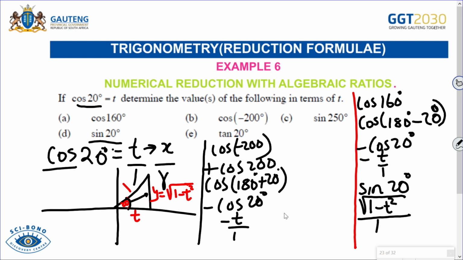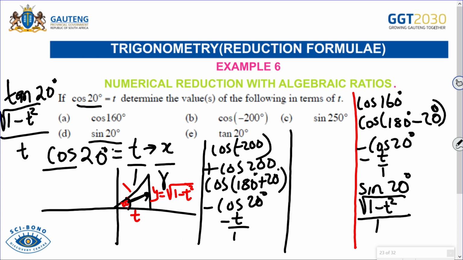And then if we move to sine of 20 degrees, let's do sine of 20 degrees. So the side which is going to be opposite, obviously, it's going to be the square root of 1 minus t squared. Then the side that's going to be adjacent is going to be your t. Then you get your full marks. And then let's do the last one.